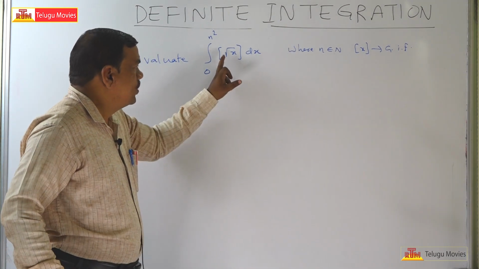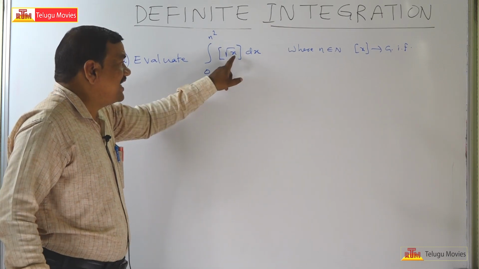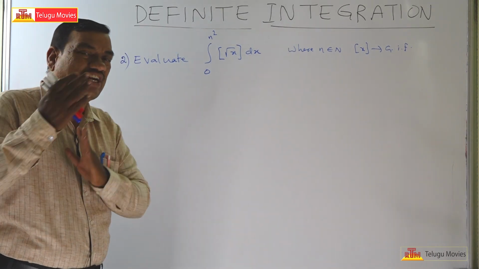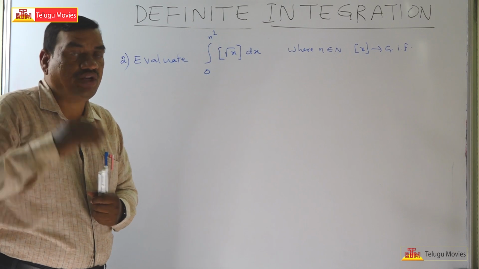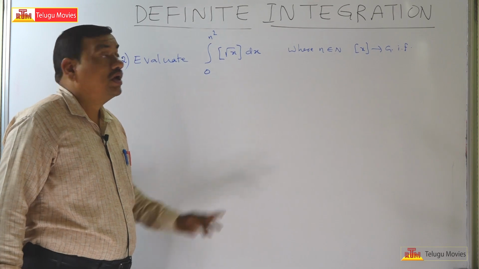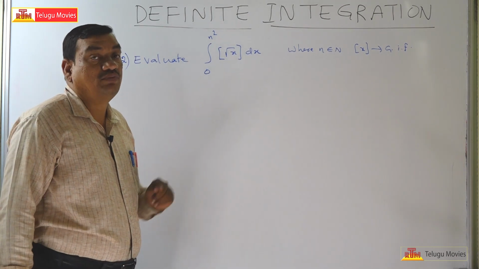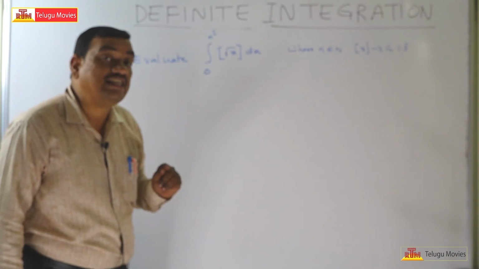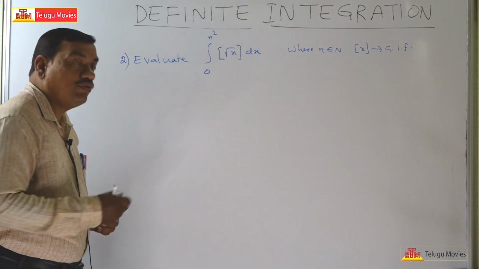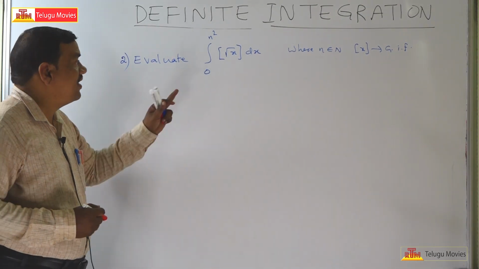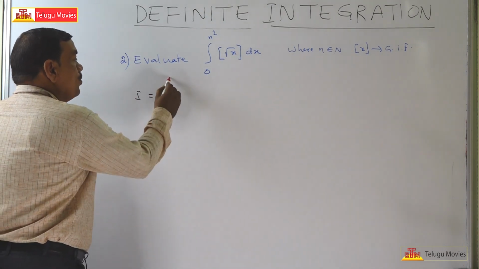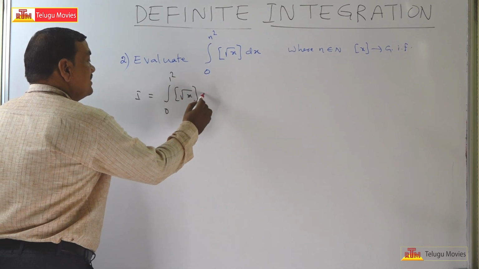See here, root x. If a root is there, it is a headache with the roots. Roots are fractional powers, whole power 3 by 2, whole power 2 by 3. With that, we will get a headache. So how to remove that root? If x is a perfect square, that means 1 square, 2 square, 3 square, then we can avoid the root. That's why you have to divide this interval from 0 to n square like this: 0 to 1 square of step root x dx.